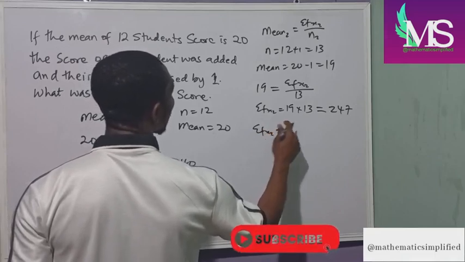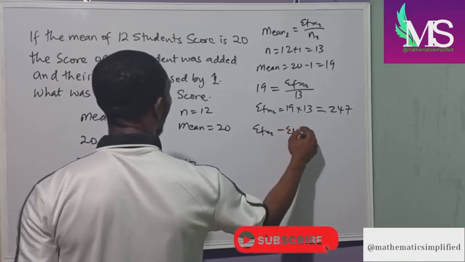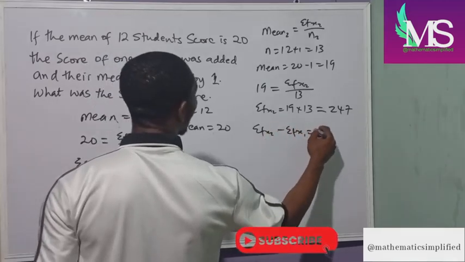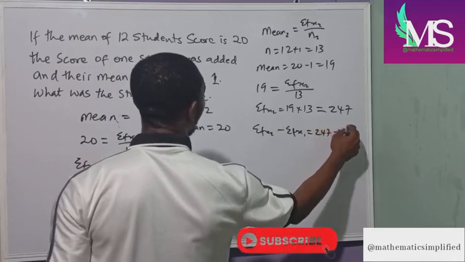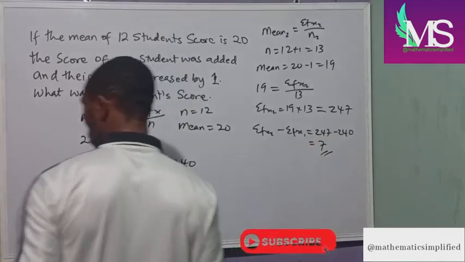Okay, so our score will be ΣFX2 minus ΣFX1, which is 247 minus 240. So the score will become 7.